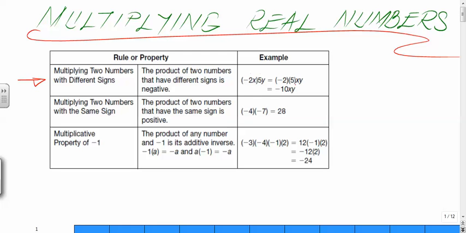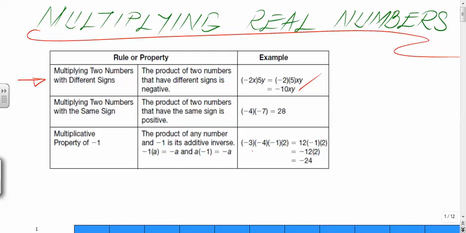And then you multiply your coefficients. 2 times 5 is 10, x times y will be xy, and that's why the answer here would be negative 10xy. What I said, if you have the same sign, will always be positive, and if you multiply by negative 1, that will always change your sign.